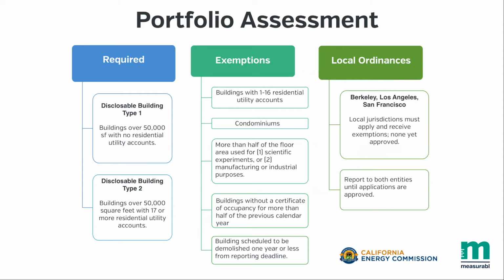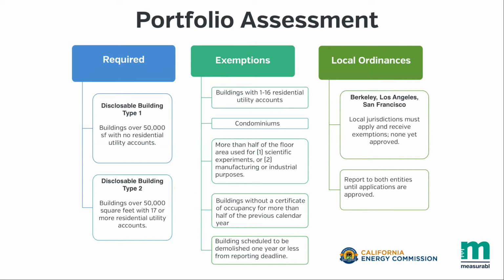If more than half of the floor area of a building is used for scientific experiments requiring controlled environments, or for manufacturing or industrial purposes, the building does not need to be reported. This does not include buildings that are casually referred to as industrial, such as warehouses. This is referring specifically to industrial processes happening within the building. If there are unique processes happening in the building where it wouldn't be particularly useful to compare them to other buildings, it makes benchmarking less useful.